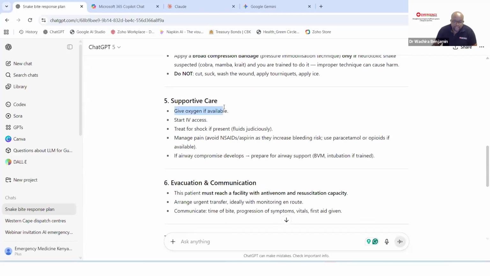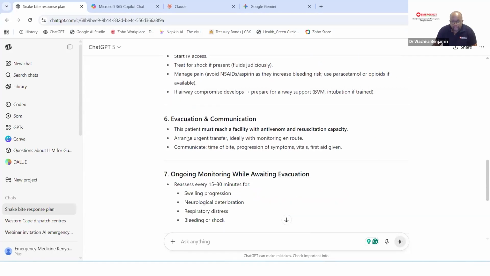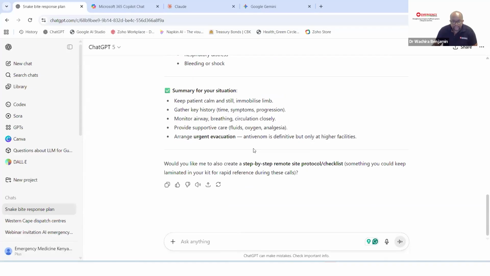I don't know, you're giving oxygen, but I guess you're in the field, fine. IV access, treat for shock if present, manage pain, evacuate. The patient must reach a facility with antivenom and sufficient capacity. Yes, all right. So the key question here is, let's ask it this way.